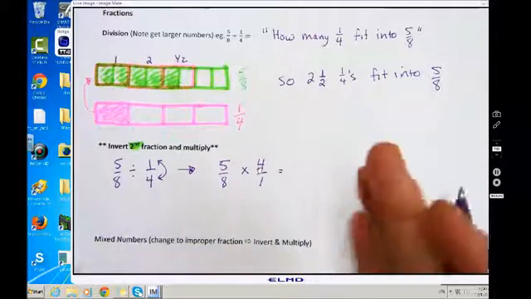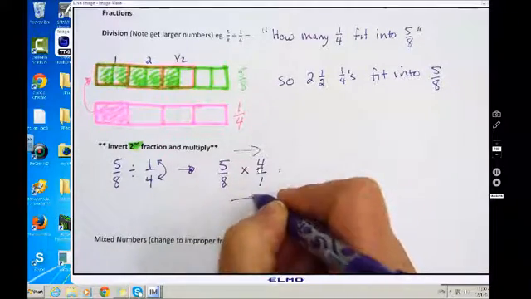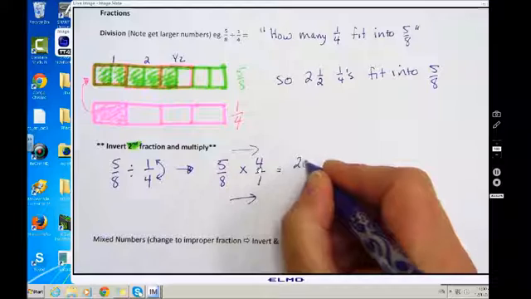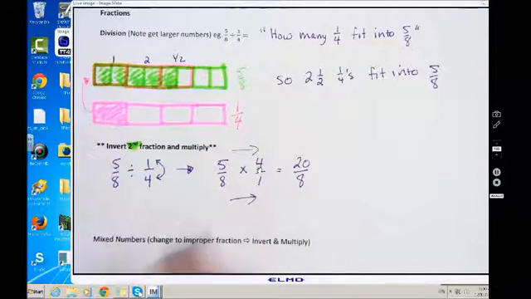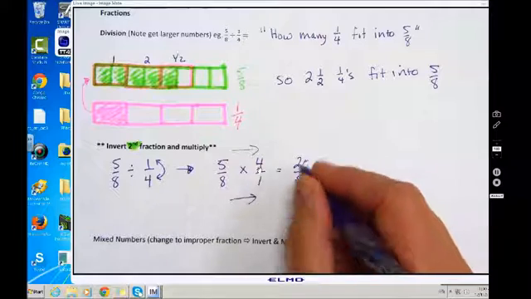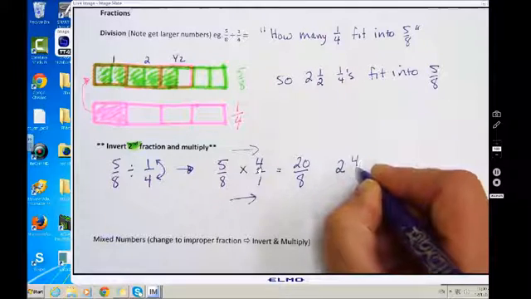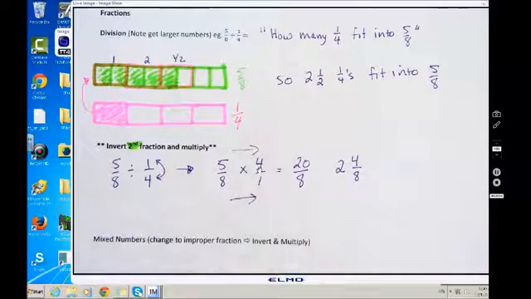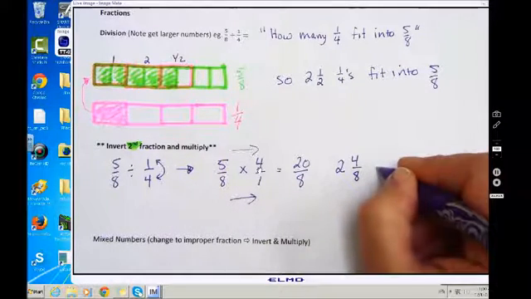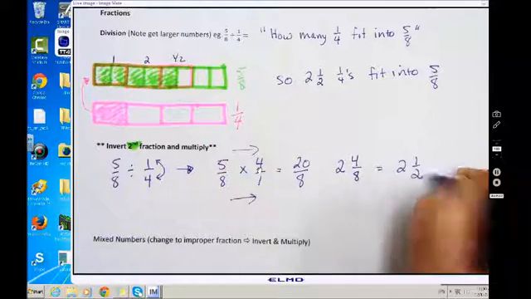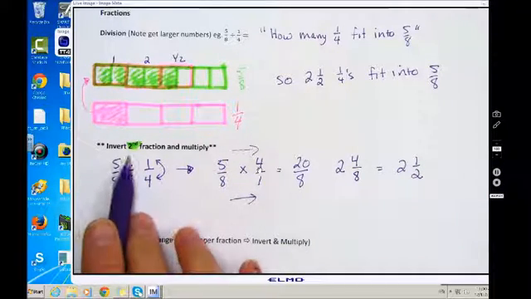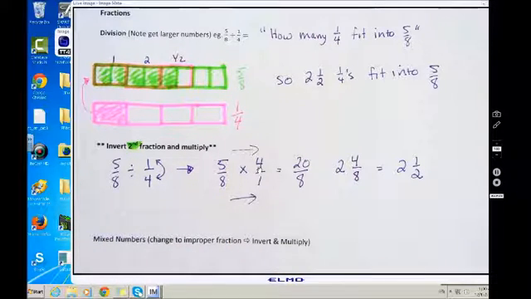Now it's just a multiplication problem. And if you watch the multiplication video, you know you just multiply across. So here I get 20/8. It's an improper fraction. How many 8s fit into 20? Well, 2 will give me 16. There's 4 left over out of 8. And 4/8 reduces down to 1/2. So we get the correct answer when we invert the second fraction and multiply. So once you do that, it's just like multiplication, and it's fairly easy to do.